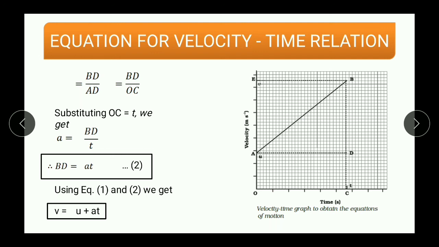So what we have to do? Use equation 1 and equation 2 and derive this relation V is equal to U plus AT. Understood? I hope you have understood this equation, but if you have any doubt, please feel free to ask me anytime. Now let us move on to the assignment.